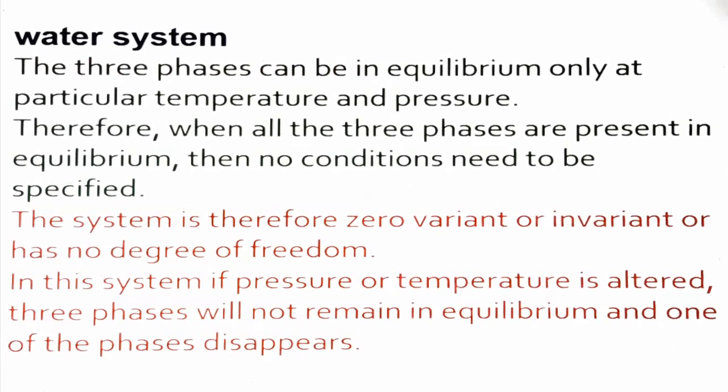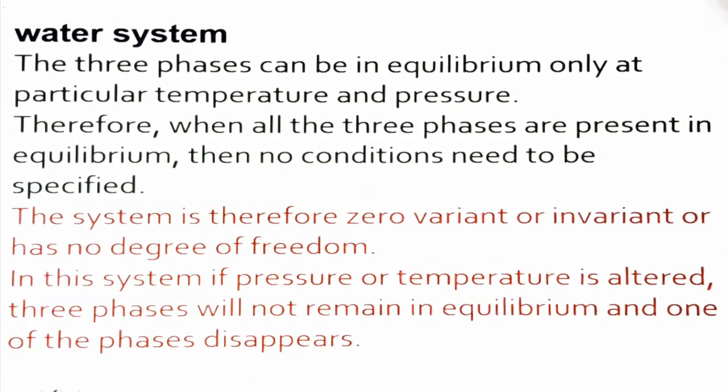So if we take the example of water system for the explanation of degree of freedom, the 3 phases can be in equilibrium only at a particular temperature and pressure, and if we want to change temperature or pressure, anything, then equilibrium will be disturbed. So these 2 variables will be constant. We cannot change any variable at the point where all 3 phases are in equilibrium. So at that time the system is called zero variant or invariant or has no degree of freedom.